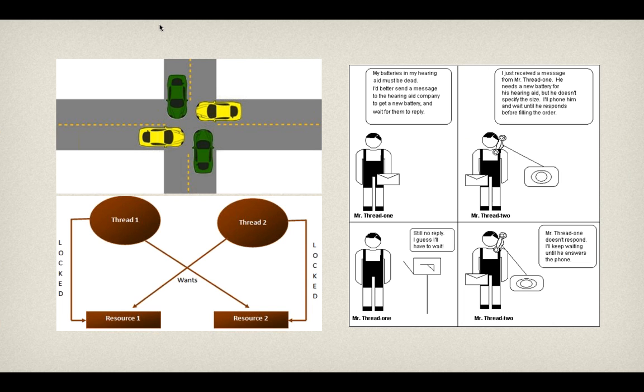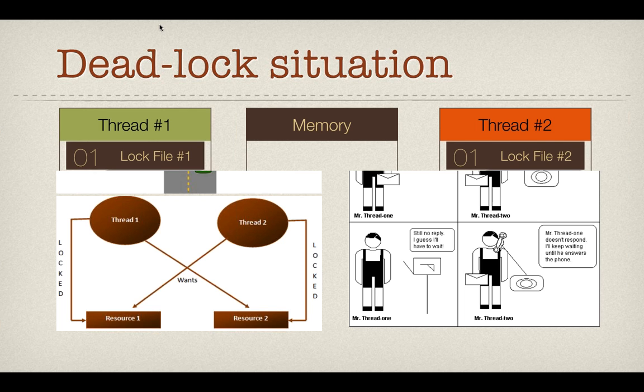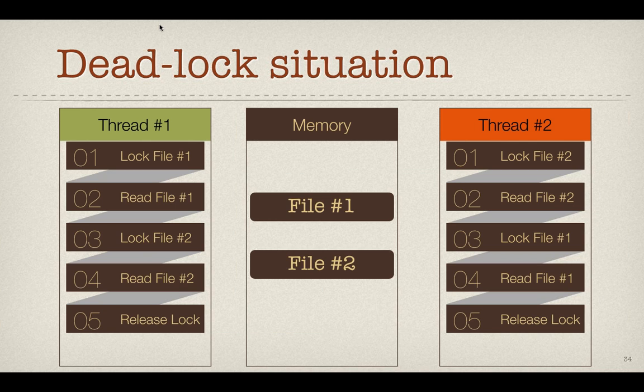Thread 1 locked resource 1 and it wants resource 2. Thread 2 locked resource 2 and it wants resource 1. Unless thread 1 finishes its job, it won't be releasing resource 1. Unless thread 2 finishes its job, it won't be releasing resource 2. So what happens? They will never be able to acquire locks on the other objects, and they will never be able to release the objects on which they have already acquired locks. So that's another case.